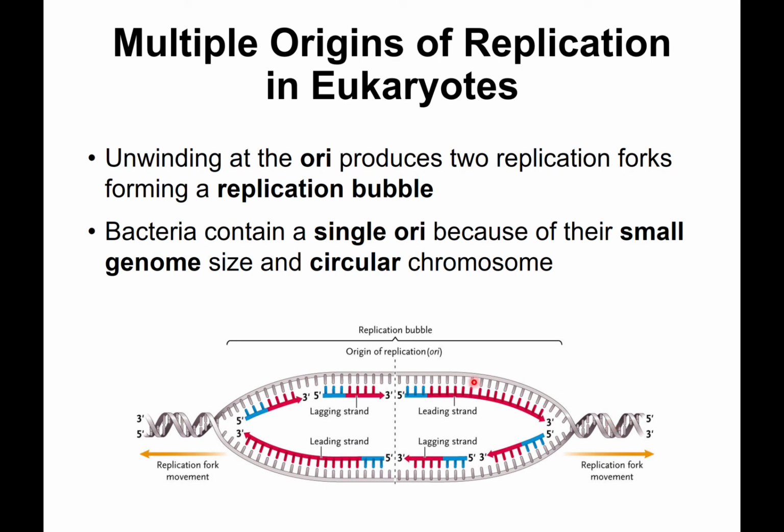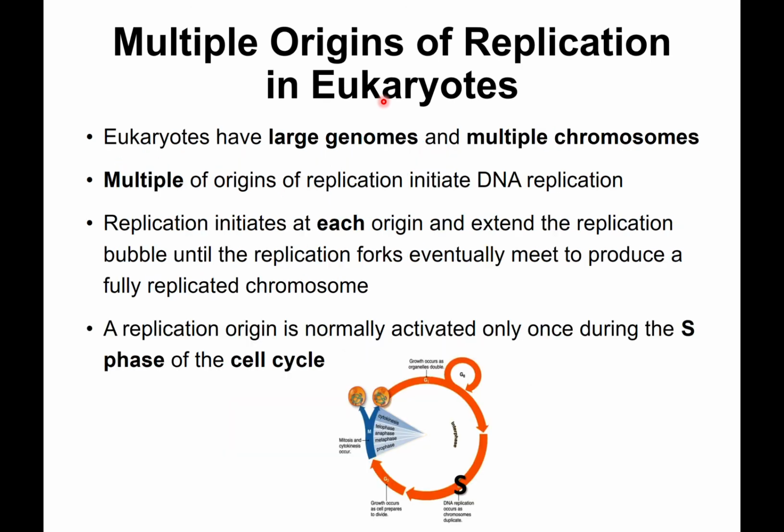In a circular DNA instead, imagine this being a circular DNA in a prokaryote, this will keep going until the two replication forks starting from one origin of replication meet at the opposite end of this circular DNA molecule. In eukaryotes, as I said before, they have large genomes and multiple chromosomes, so they need different origins of replication. And then they keep going until they get to the end of the chromosome or meet each other.